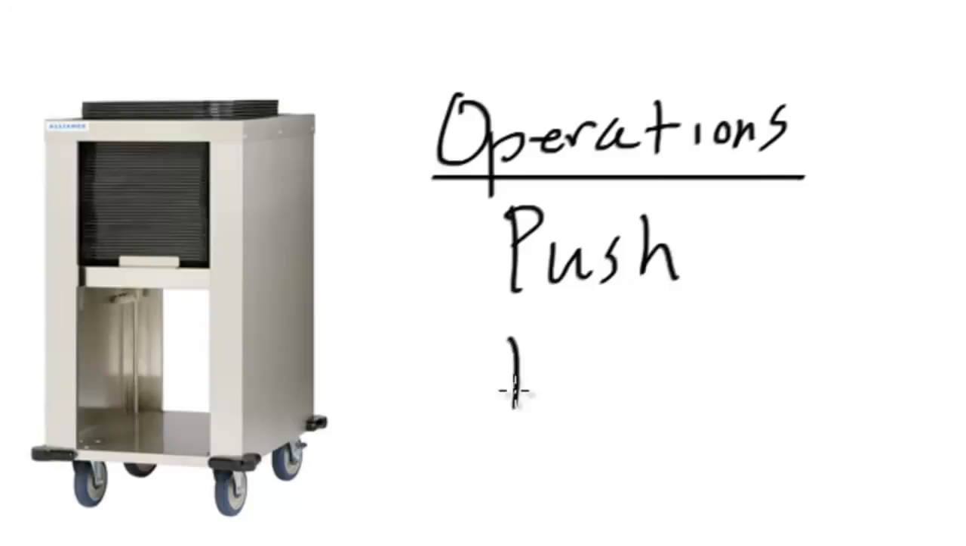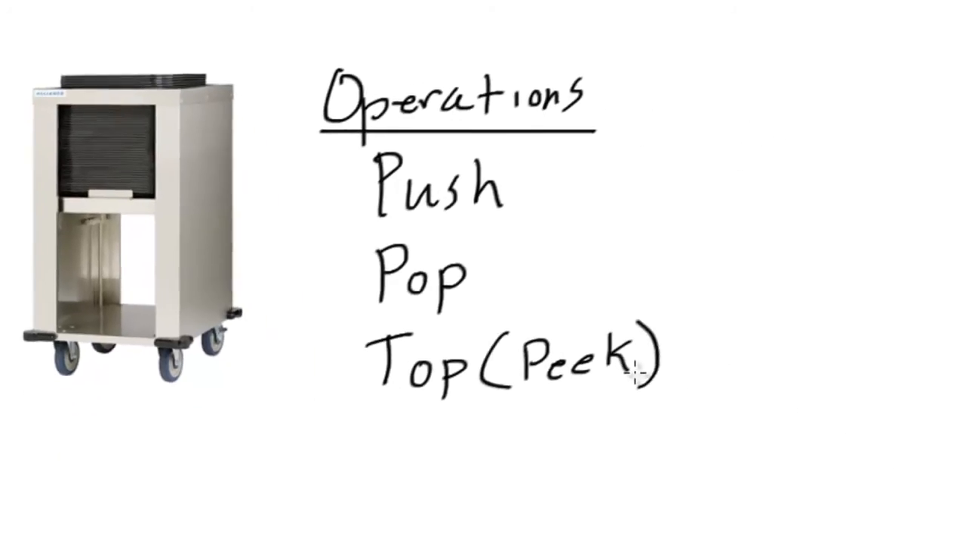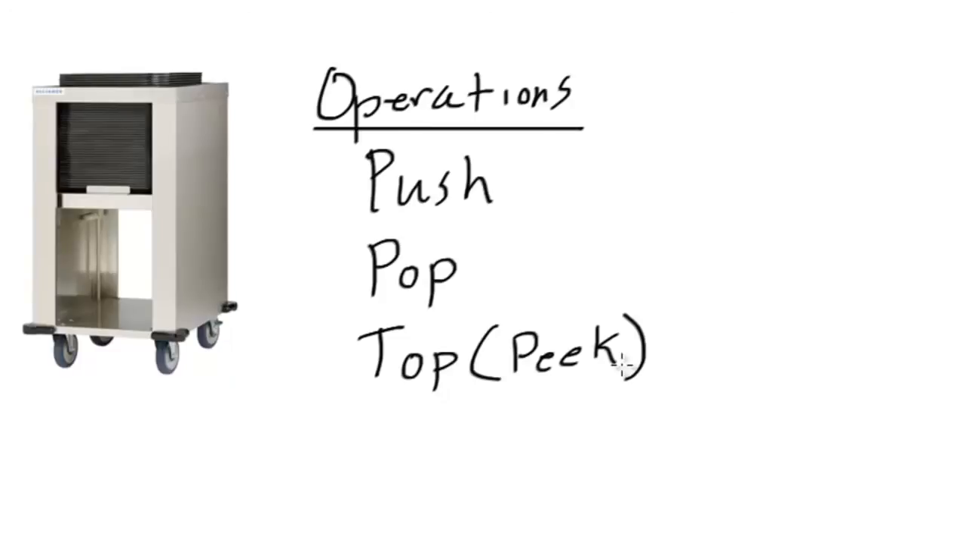Then we'd have another operation called pop. Pop allows us to remove the very top item. Push and pop are the more formal names associated with putting something on and removing something off of the stack. Typically you'll have a top operation. Sometimes this will be called the peek operation. The peek or top operation just allows you to examine, without actually removing, whatever the top item is.